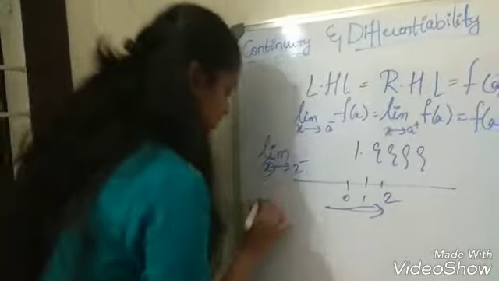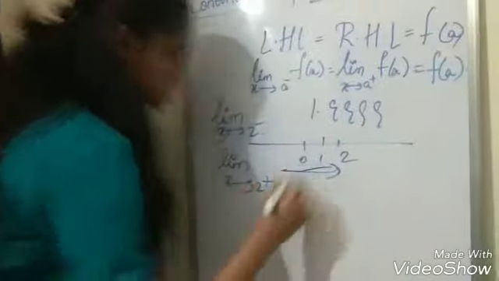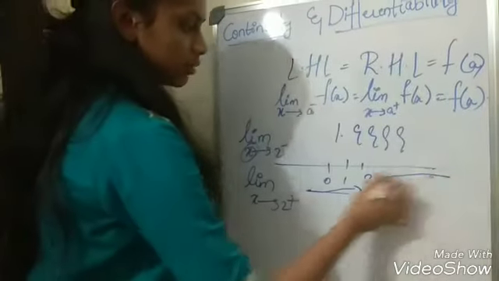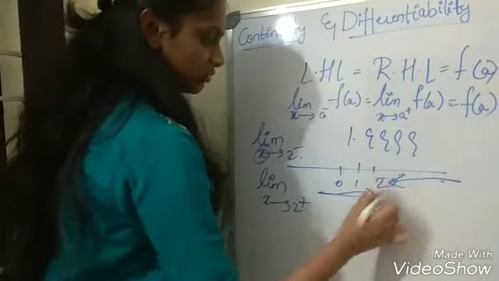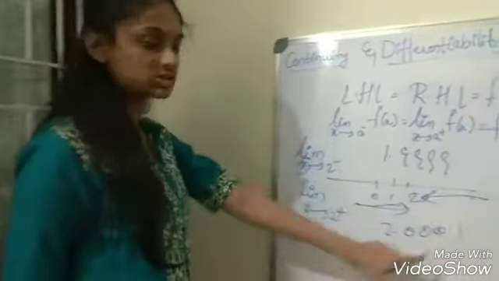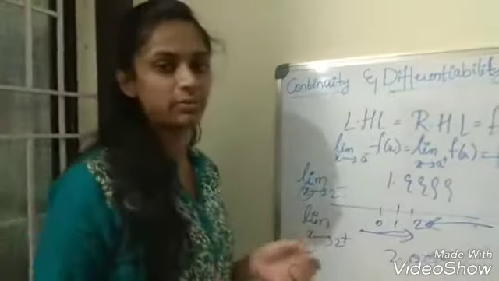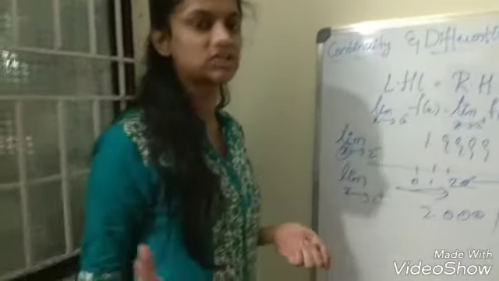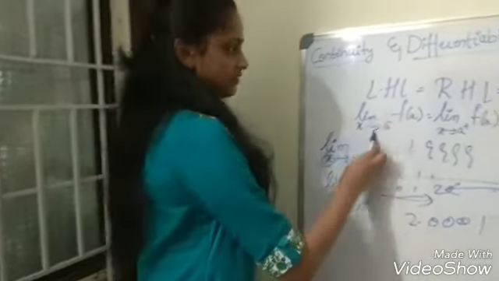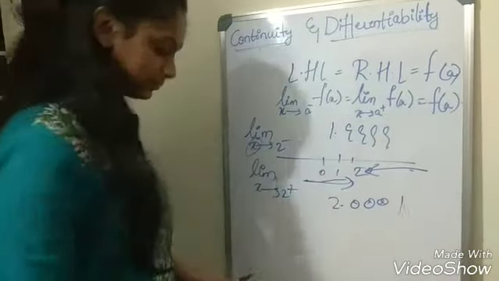Now what is right hand limit? If I take limit x tends to 2 positive, its value is approaching from this side, somewhere here. You can think 2.0001. Its value is very near to 2, but it's not equal to 2. Then that is said to be right hand limit. So to know whether a function is continuous or not, its left hand limit should be equal to right hand limit, which is equal to f of a.